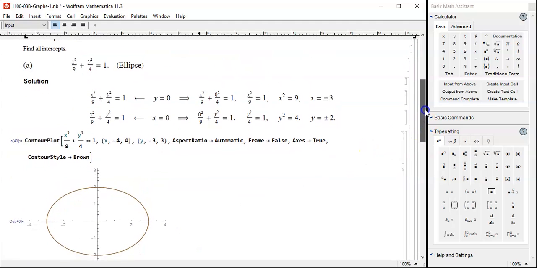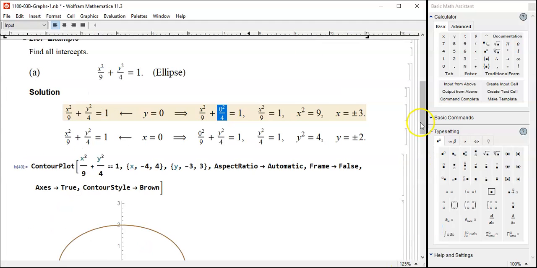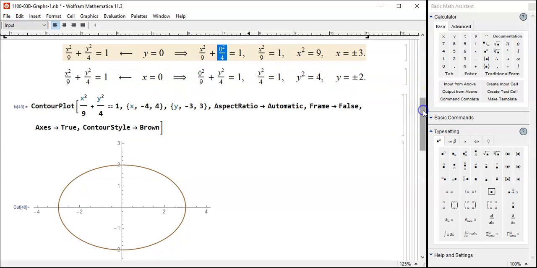How do you find the x-intercept? By plugging in y equal to 0. So if I plug in y equal to 0, what do we get? That term drops out, right? 0 squared. So I get x squared over 9 is equal to 1. Let me increase the font. Consequently, x squared is equal to 9. X is plus or minus 3. Look at the picture. Plus 3 right here, minus 3 right there. Makes sense?